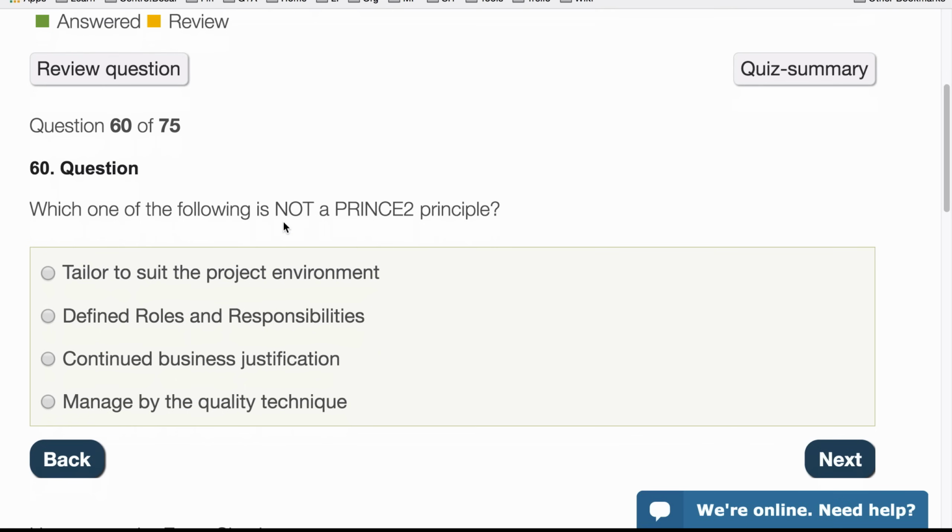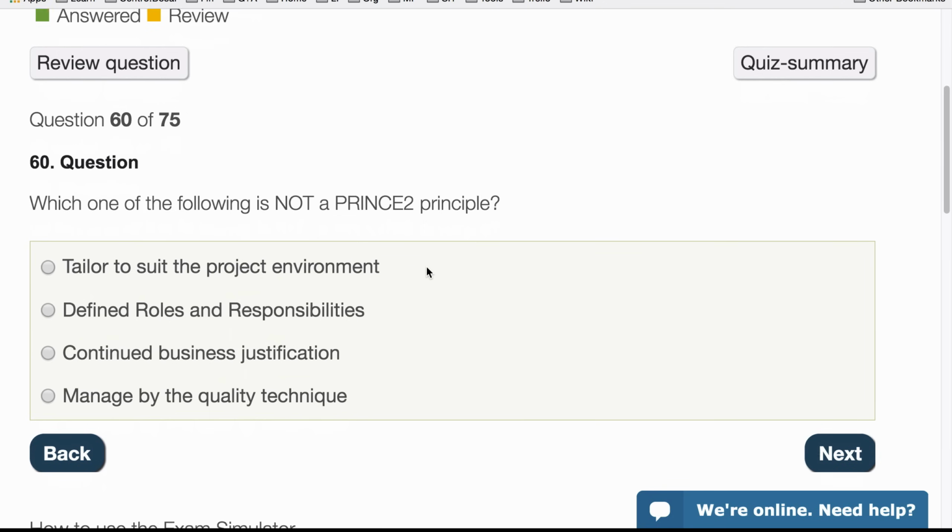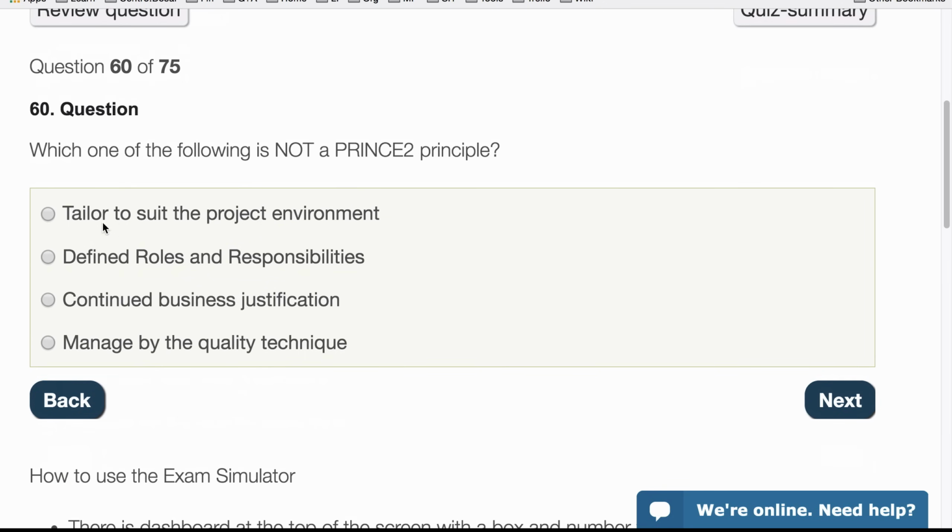Which one of the following is not a PRINCE2 principle? Well, maybe this is one of the ones you've got to know by heart. Tailored to suit the project environment, that's a well-known principle. There are just 7 of them. Defined roles and responsibilities, that also sounds good. Continued business justification is to do with the business case, that also sounds good. Managed by the quality technique, there's no such thing. So it's management by exception.